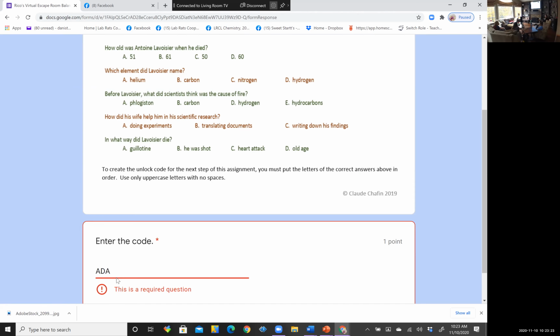How did his wife help him in scientific research? By doing experiments, translating documents, or writing down his findings? B, translating documents. All right. In what way did Lavoisier die? Guillotine. What do you guys say? Guillotine. All right.